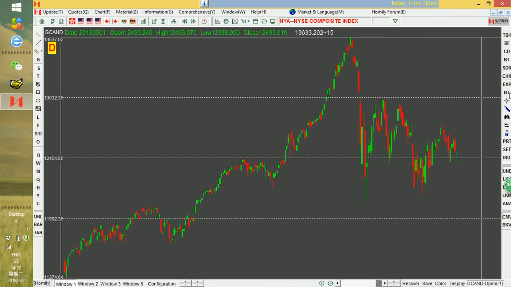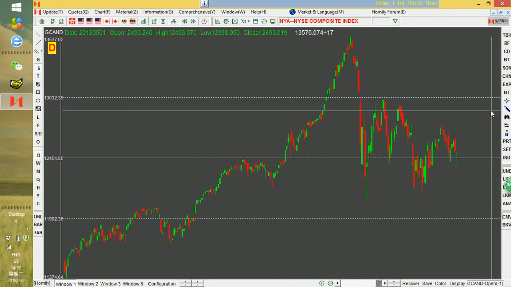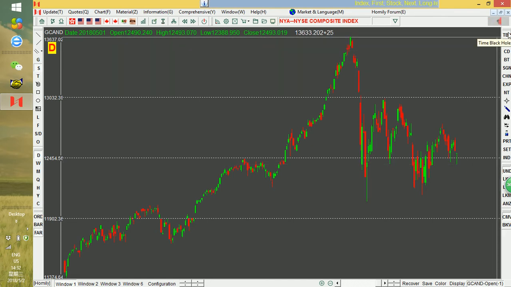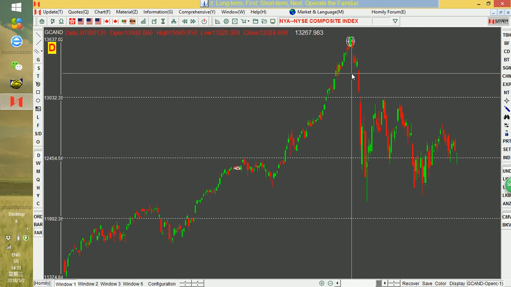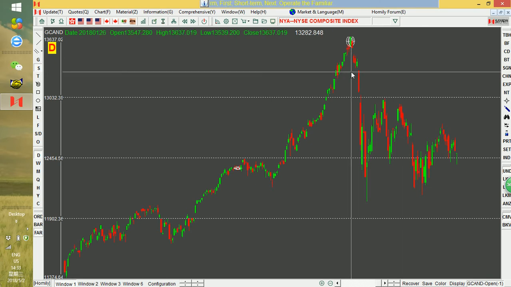And for the right part of HomilyChart, we can see something which includes all the indicators of HomilyChart. Let's see here. First of all, this is the time black hole. This one helps you to know if the stock needs to change its direction from the aspect of time.